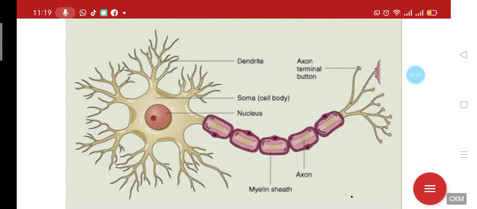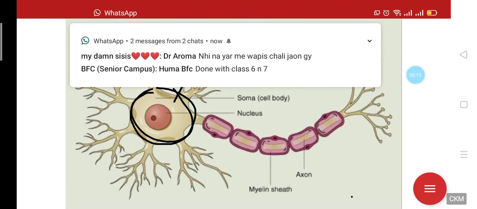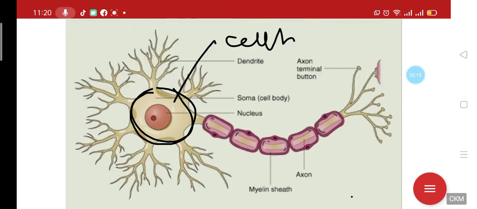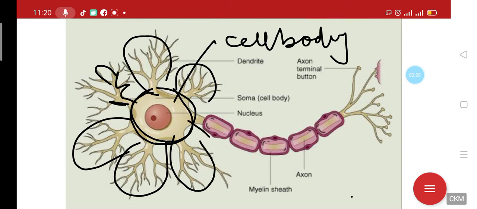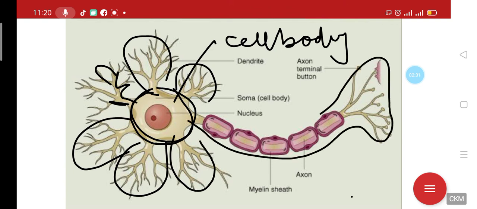Basically, this is the structure of the nerve cell. Most of the cytoplasm and the nucleus is present in the cell body. While there are many processes which are extending out from the cell body, you can see from here. These all are the processes which are leaving or coming out from the cell body.